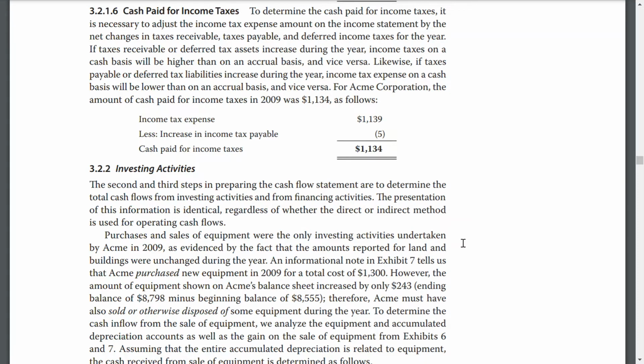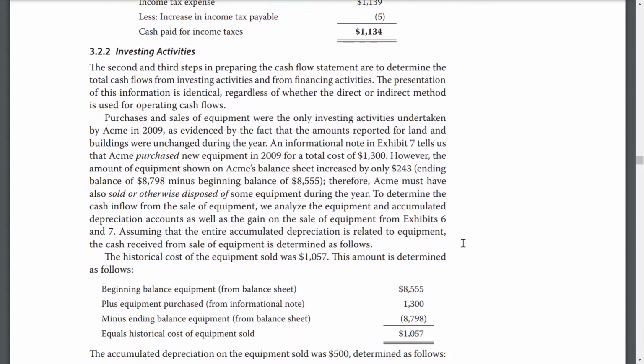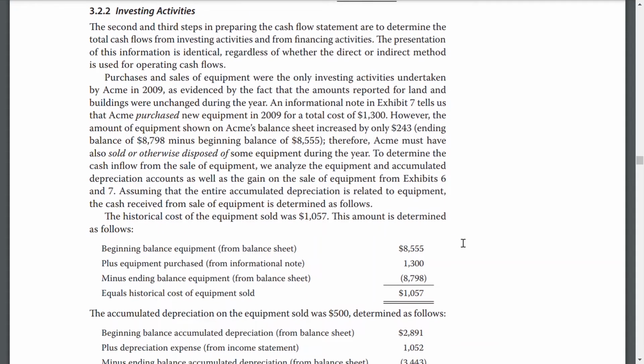Investing activities. The second and third steps in preparing a cash flow statement are determining the total cash flows from investing activities and from financing activities. The presentation of this information is identical regardless of whether the direct or indirect method is used. For Acme, purchases and sales of equipment were the only investing activities undertaken in 2009, as evident by the fact that the amounts reported for land and building were unchanged during the year.